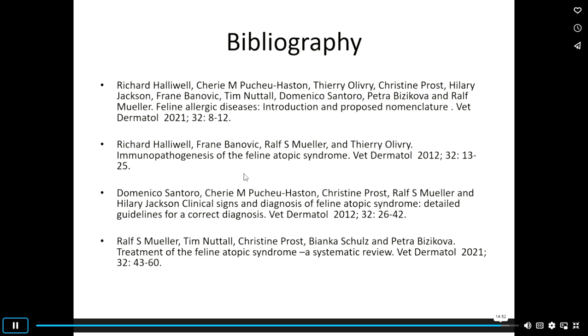Finally, I leave you with the bibliography. There are 4 papers that were published in the journal Veterinary Dermatology. The first dealing with the proposed nomenclature, the second dealing with the immunopathogenesis of the feline atopic syndrome, the third with the clinical signs and diagnosis of feline atopic syndrome, detailed guidelines for a correct diagnosis, and the final one, the treatment of the feline atopic syndrome, a systematic review.